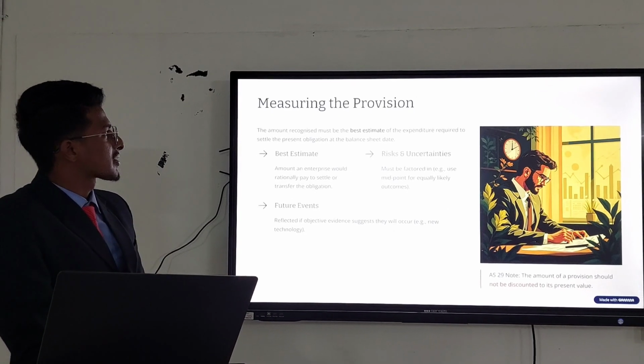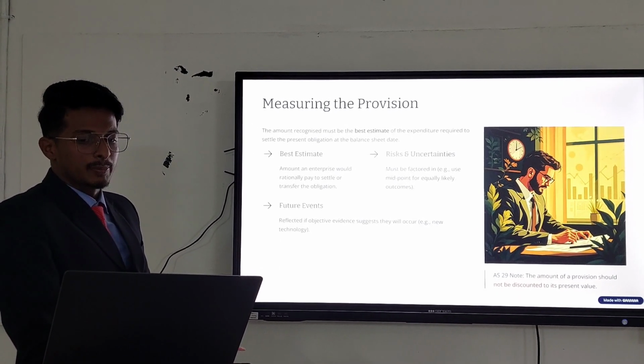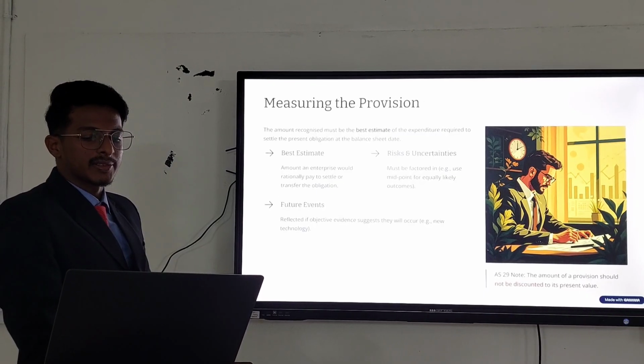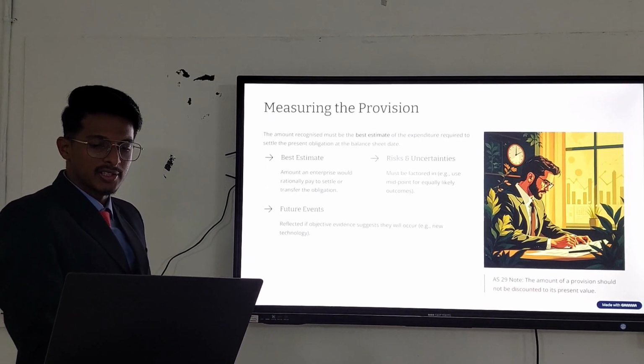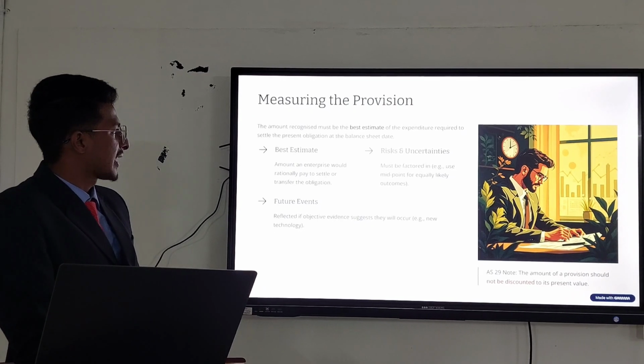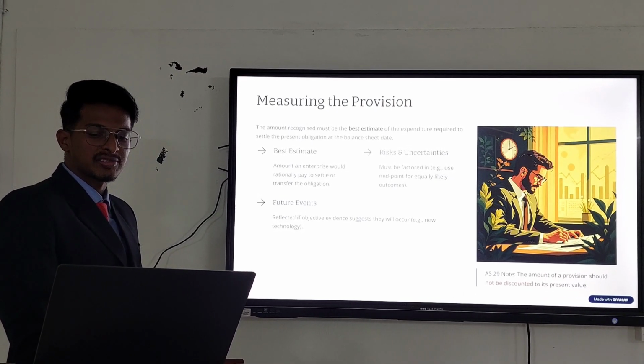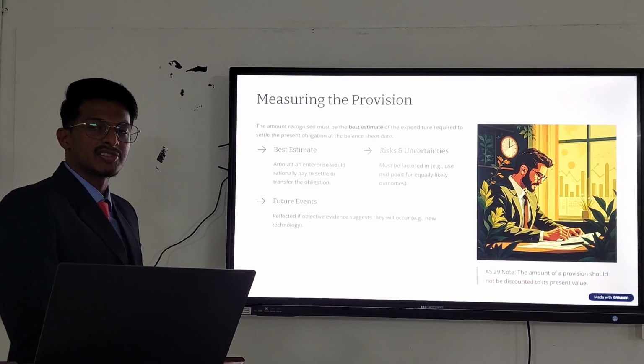Next topic is measuring the provision. The amount recognized as a provision should be the best estimate of the expenditure required to settle the present obligation at the balance sheet date. The first one is best estimate. This is the amount that an enterprise would rationally pay to settle the obligation at the balance sheet date.